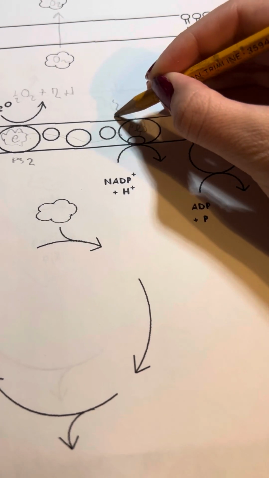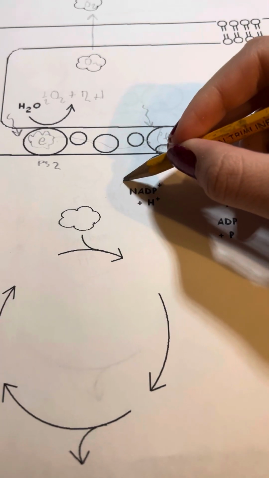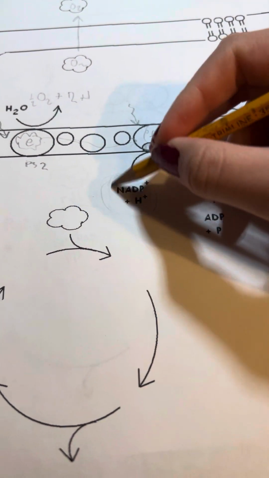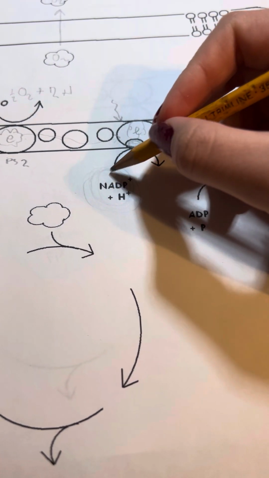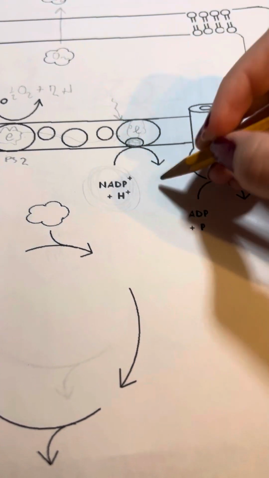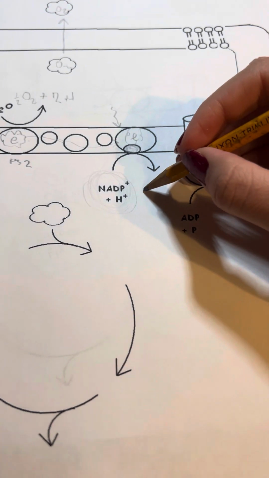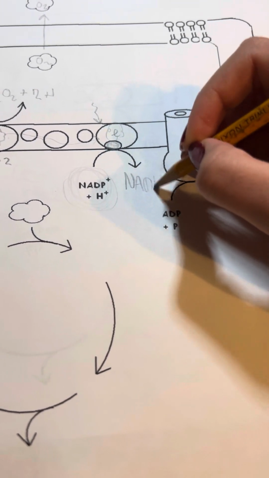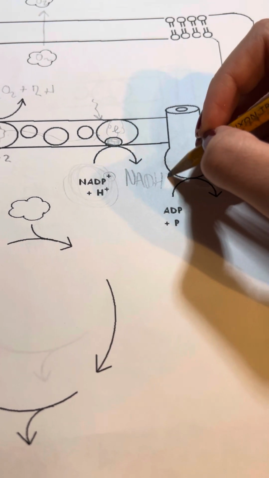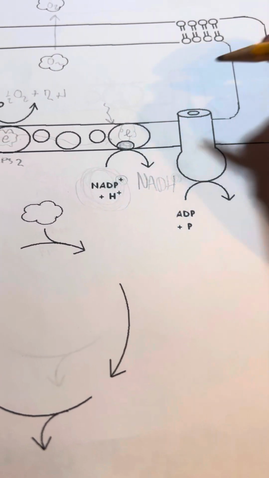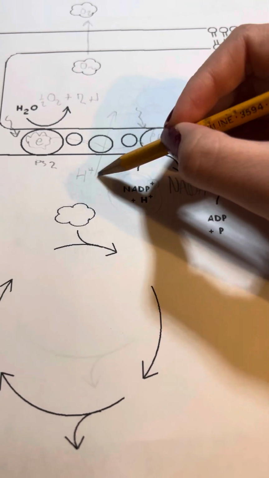But then another photon of light hits, and it gets picked up by this carrier protein, NADP reductase. The electron goes into here, and since an electron is gained, it's a reduction. It turns into NADPH, plus H+ here, because an electron is gained. So H+ are diffusing through this electrochemical gradient.